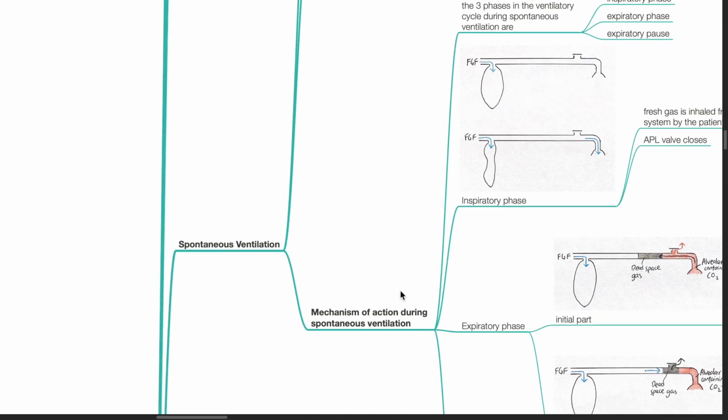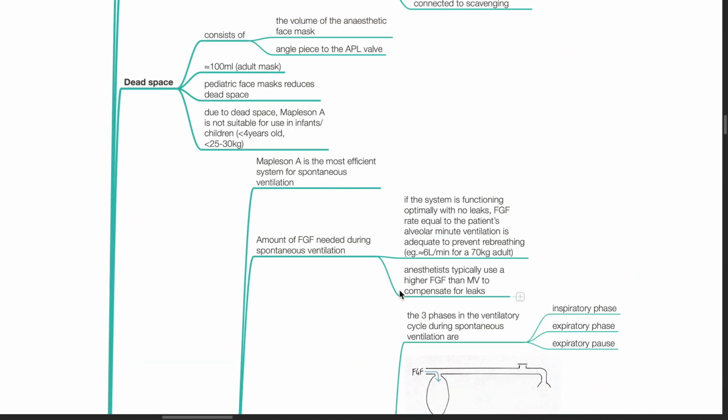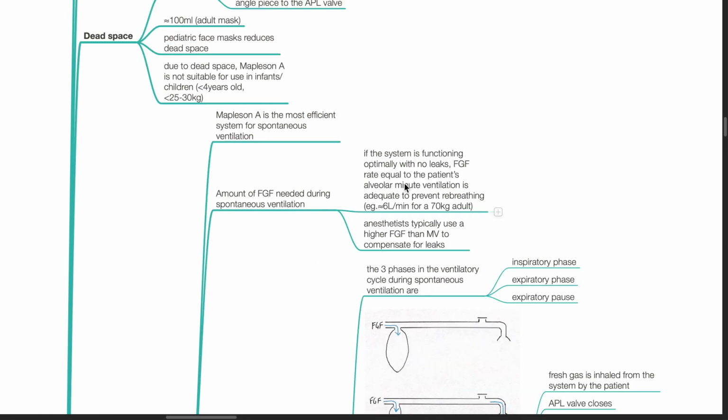Spontaneous ventilation. Mapleson A is the most efficient system for spontaneous ventilation. The amount of fresh gas flow needed during spontaneous ventilation, if the system is functioning optimally with no leaks: a fresh gas flow rate equal to the patient's alveolar minute ventilation is adequate to prevent rebreathing, which amounts to about 6 liters per minute for a 70 kg adult. Anesthetists typically use a higher fresh gas flow than minute ventilation to compensate for leaks.